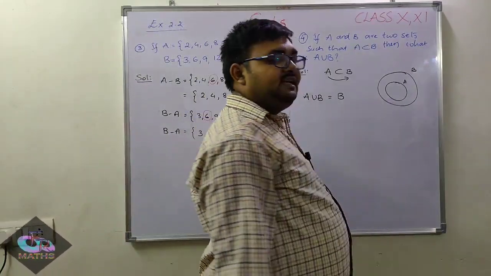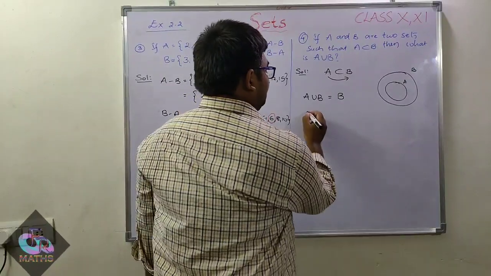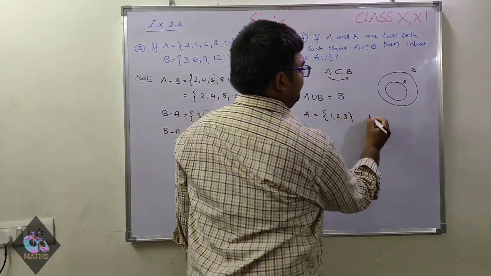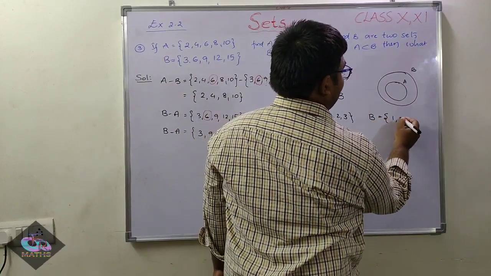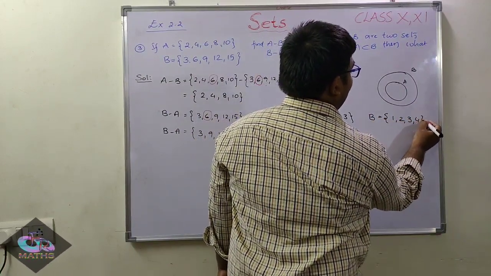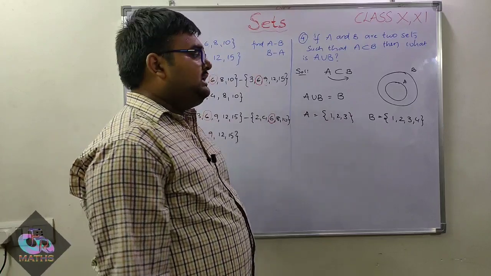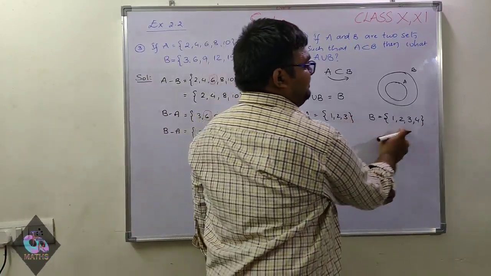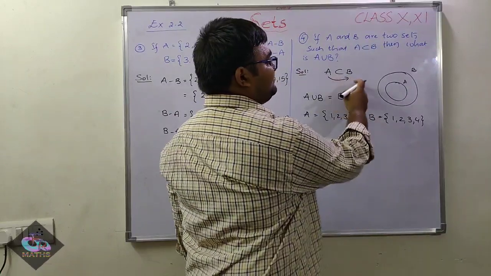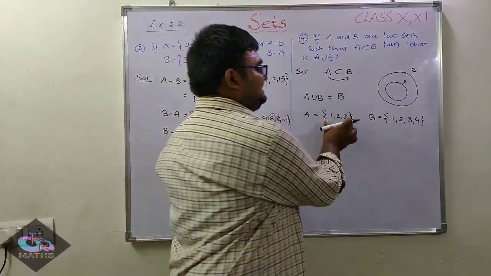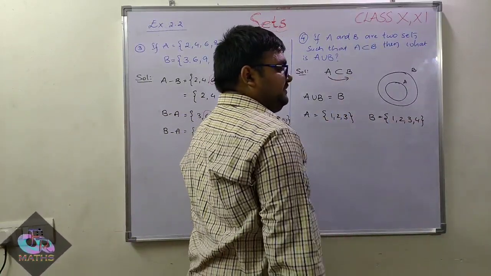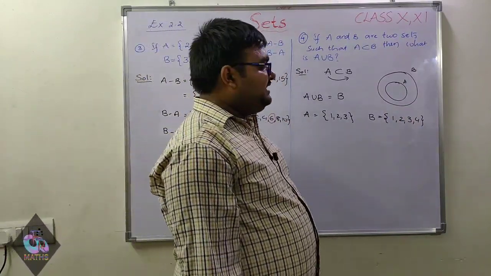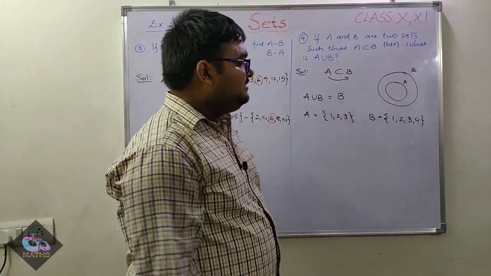Okay, let us take one example and see. Suppose set A is the set of 1, 2, 3 and set B is the set of 1, 2, 3, 4. Why have we taken 1, 2, 3, 4? All these elements should be present in B because A is a subset of B. Along with those elements, there should be at least one element other than the given elements, right?